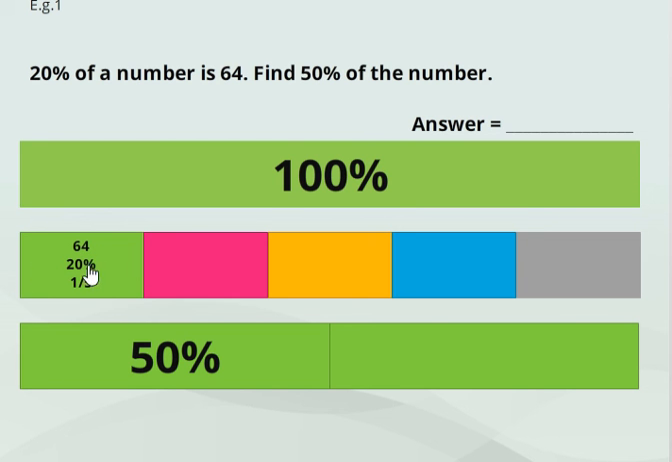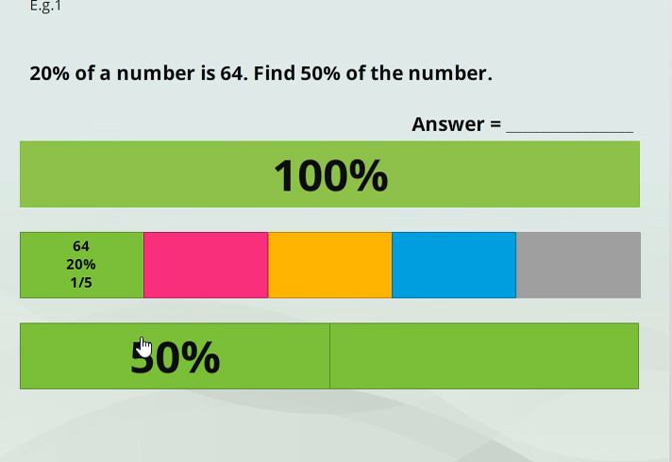What's an easy way of doing 64 times 5? Well, 64 times 10 will give you 640. If you divide that by 2, you get 320. So now you know that your original number is 320.